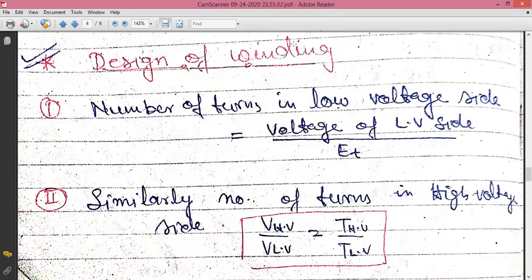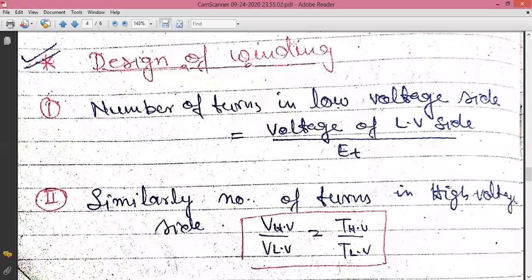When we calculate the turns, we never use the terms primary side and secondary side, we can use low voltage and high voltage. So for calculating the turns on the low voltage side, you can use the formula that is voltage on low voltage upon ET.